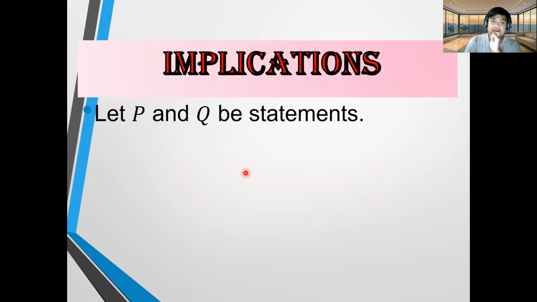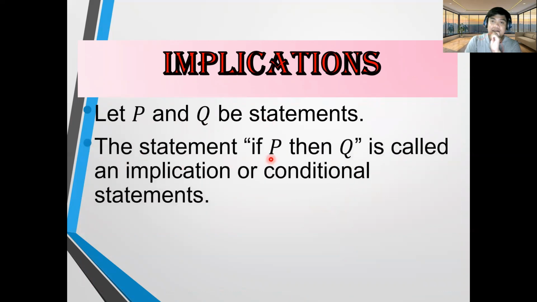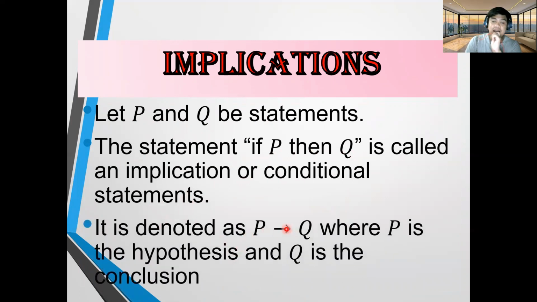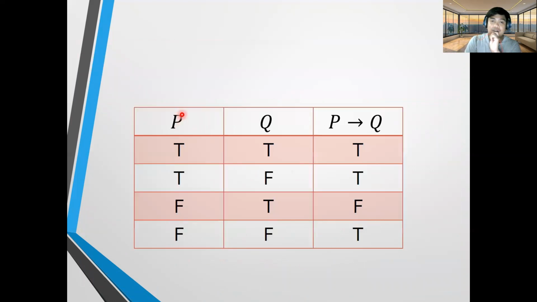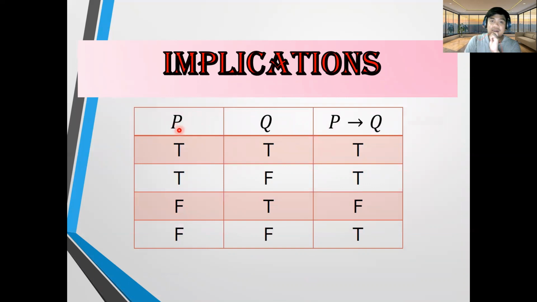For implications, so we have here, let P and Q be propositions or statements. So the statement "if P, then Q" is called the implication or conditional statement. It is denoted as P arrow Q, where P is the hypothesis and Q is the conclusion. So for the truth table of implications, we have here statement P and statement Q. So we have true, true, it is true. And if true implies false, it means it is false. If false implies true, it is true. And if false implies false, it is true.